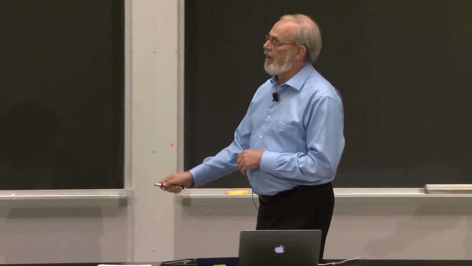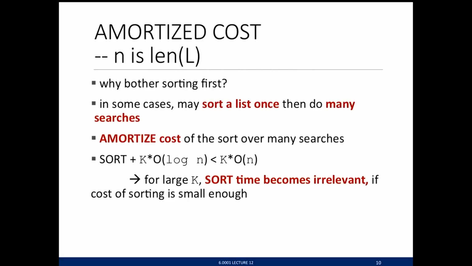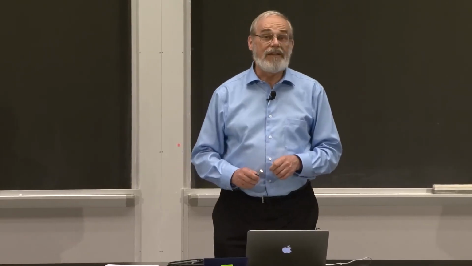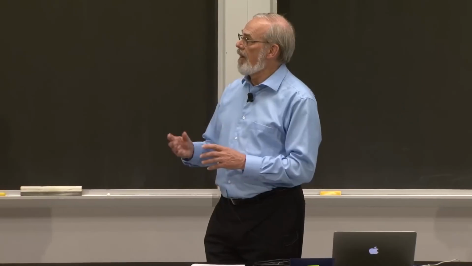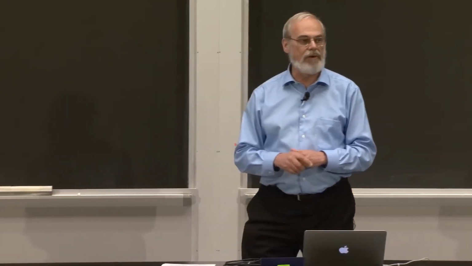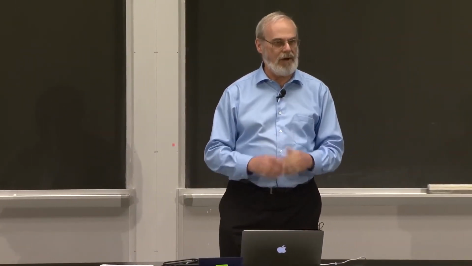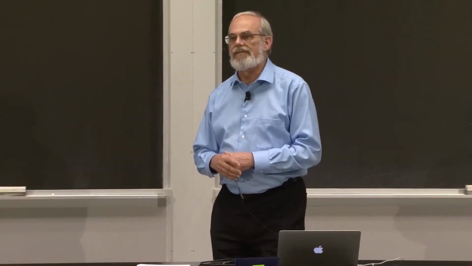And now what I want to know is, if I'm going to do k searches, the cost of those k searches I know is going to be k log n, because it's log n to do the search. And I simply need to know, is the cost of sorting plus this less than k searches just using linear search? And the answer is yes. For large k's, there are ways in which we can do the sort where the sort time becomes irrelevant, and the cost is really dominated by the search.